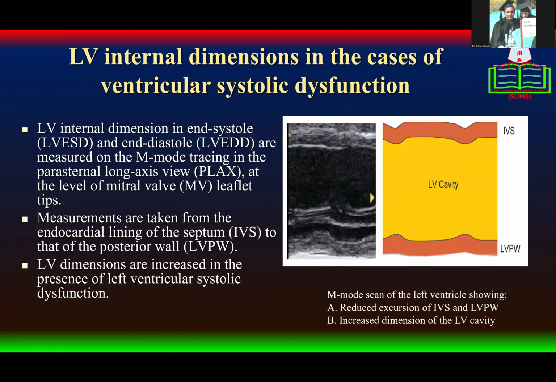Left ventricular internal dimension in end diastole and end systole are measured on M-mode tracing in the parasternal long axis view at the level of the mitral valve leaflet tips. Measurements are taken from the endocardial lining of the interventricular septum, from here to that of the posterior wall. It is over here, right?